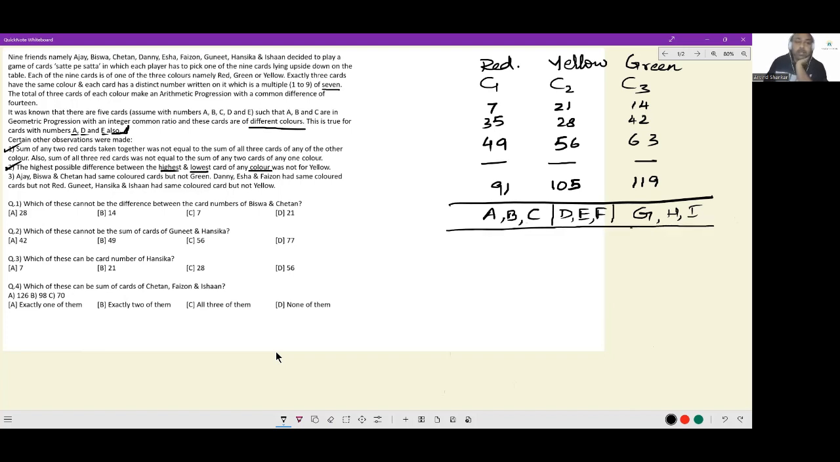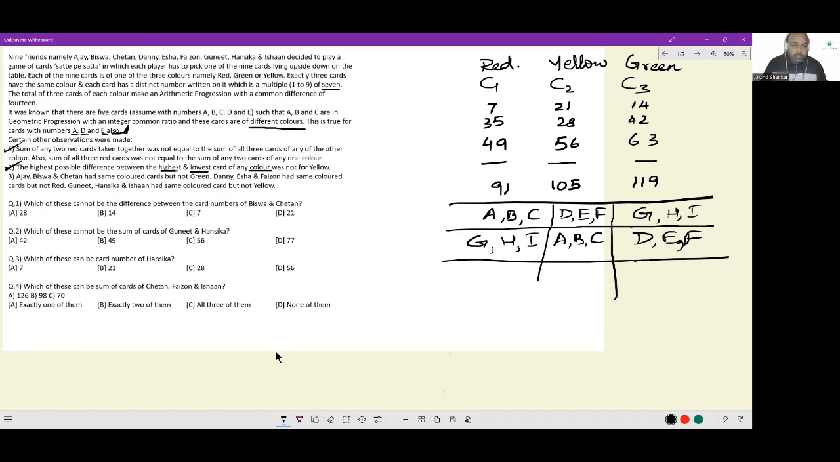The other case could be, we had started off with Ajay, Biswa, Chetan being in red. This time let Ajay, Biswa, Chetan be in yellow. I know Danny, Isha and Faizan were not in red. So Danny, Isha and Faizan are in green. And therefore Guneet, Hansika and Ishan were in red. These are the only two possibilities.